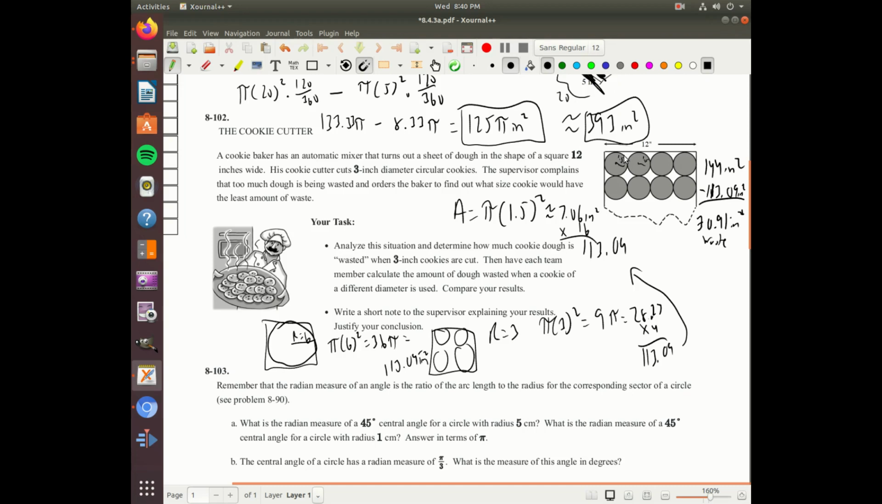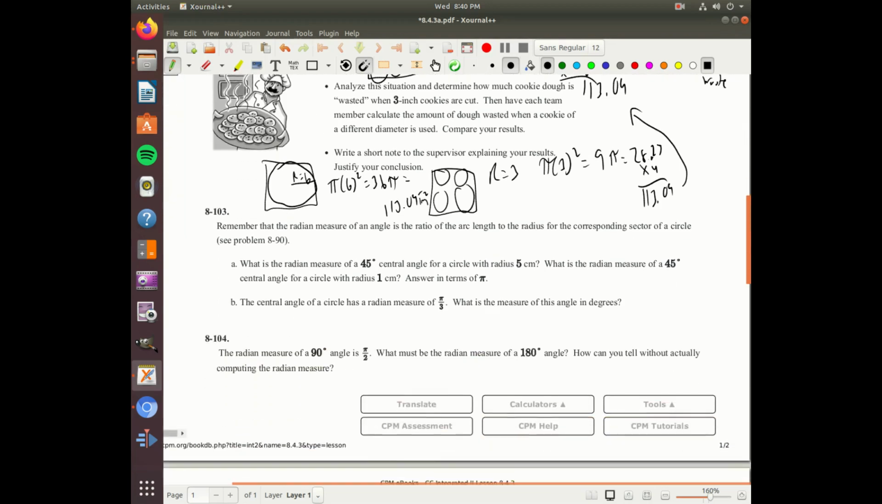right? So like we could have done 4-inch cookies. We could have done this as well if we wanted. And we would have gotten 9 cookies out of it, but we still would have had the same amount of waste. It doesn't matter, oddly enough, which is kind of surprising. In that situation, it's irrelevant. We get the same amount of waste.